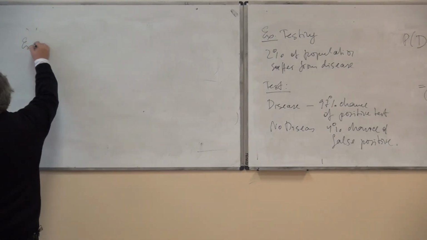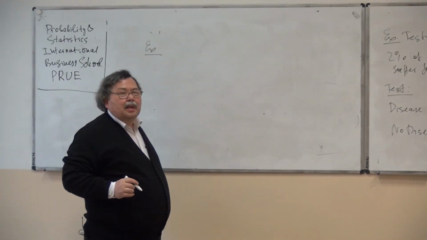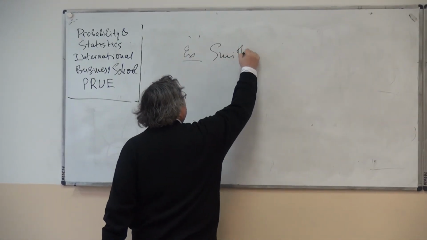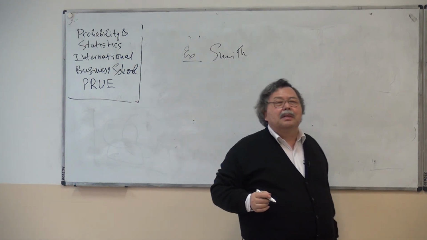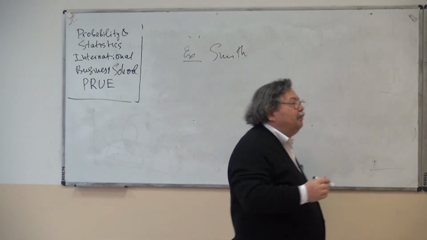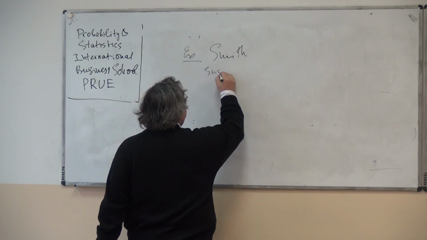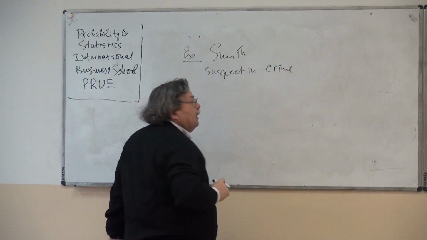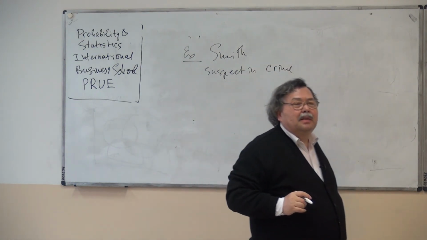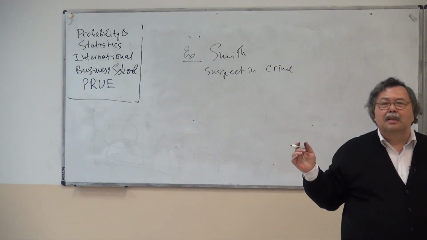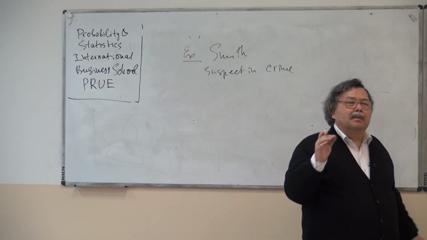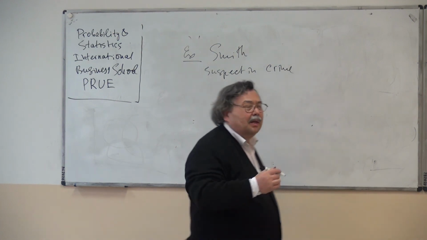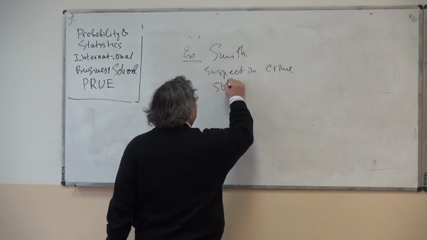Example. Well, some individual, let's call him Smith, is suspected of committing a crime. He's a suspect in a crime, and the police detective who investigates the case considers that there is a 50% chance that Smith actually committed the crime. So there is this 50% chance.